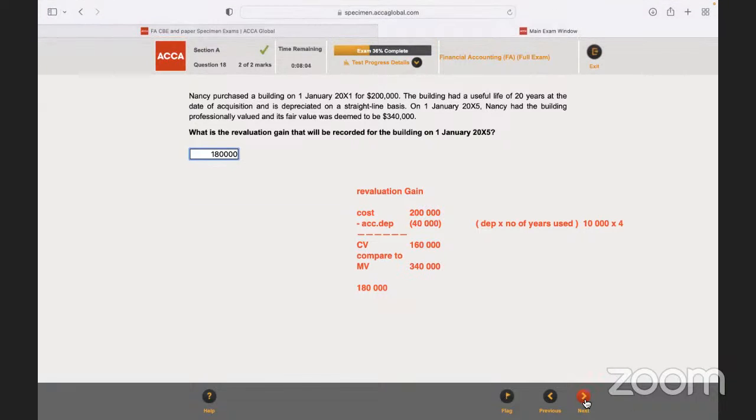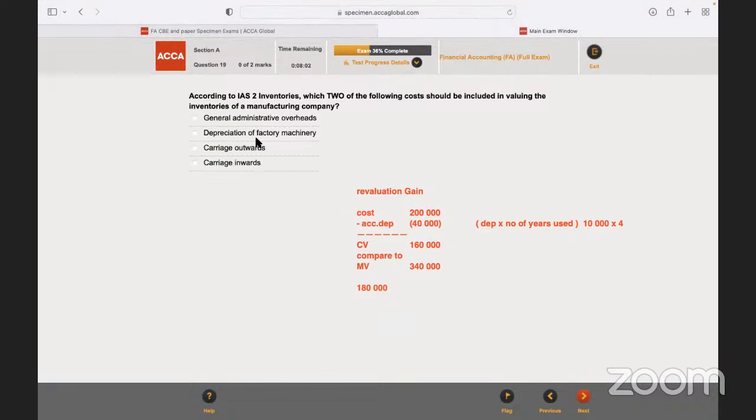Okay, right. Then guys, let's go to the next question. Can you guys try a little bit and see, guys, this is from IAS 2, accounting for inventories. They're asking two things that we include as cost of inventory.